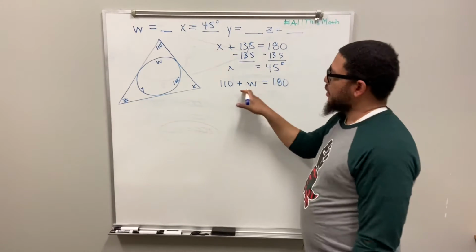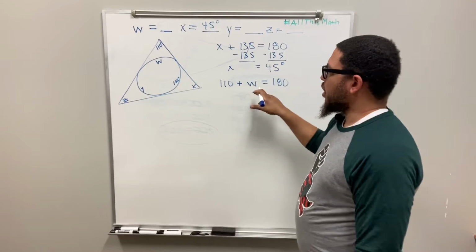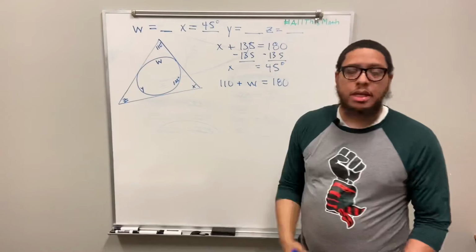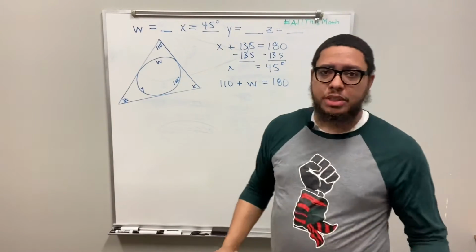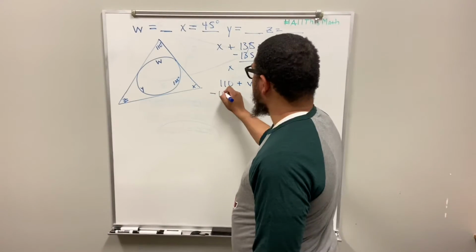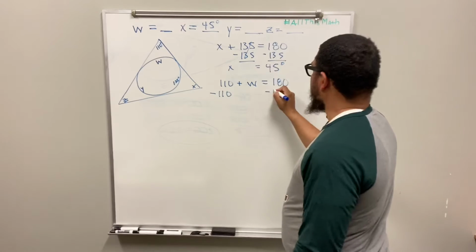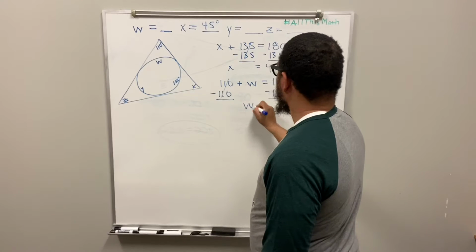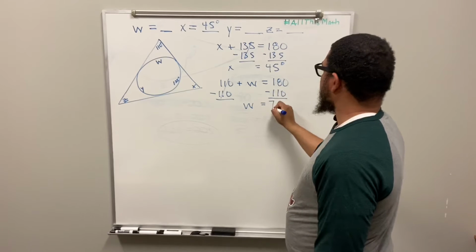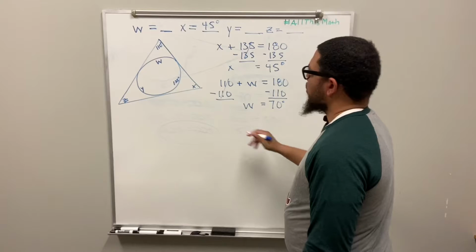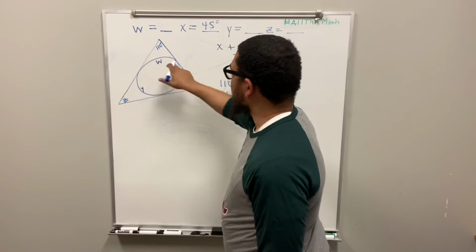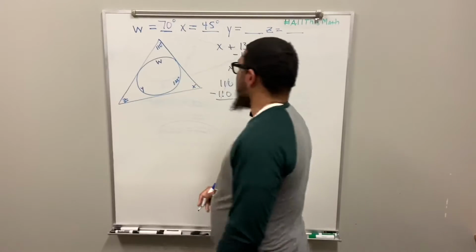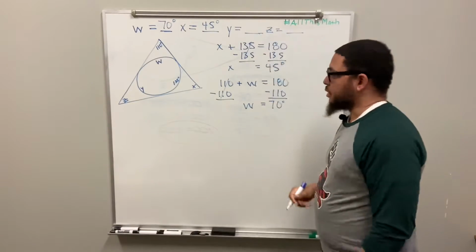So if 110 plus W equals 180, how do I figure out what W is? I eliminate that 110. The opposite of a positive 110 is a negative 110. So I'm going to subtract 110 on the left and subtract 110 on the right. Now I've got W is equal to 70. So that means that this arc is 70 degrees. So let me fill that in. Now, I've got to figure out what Y and Z are.